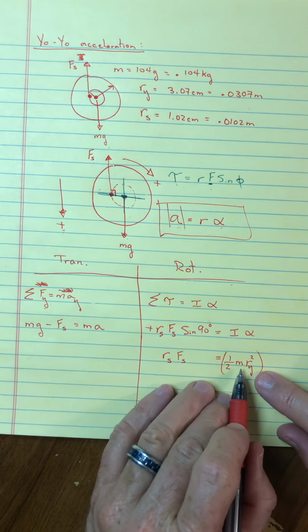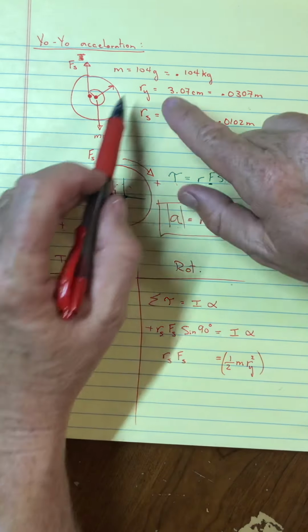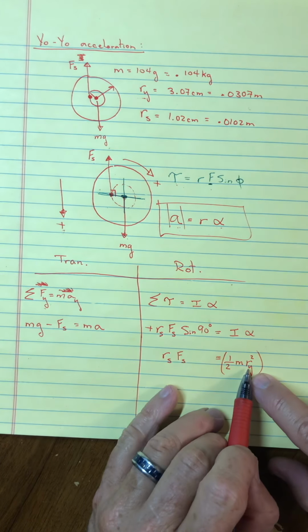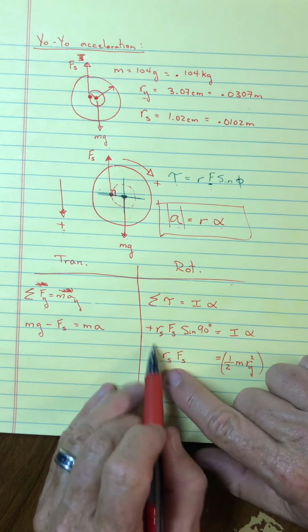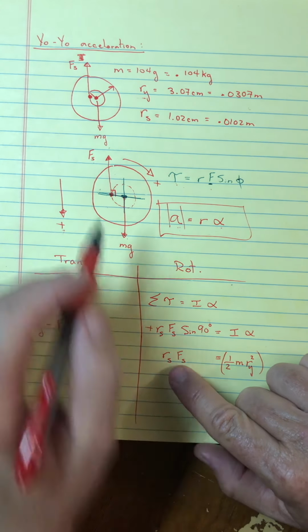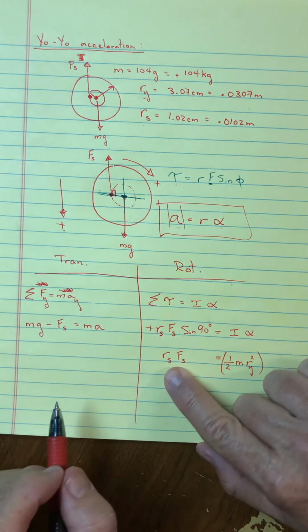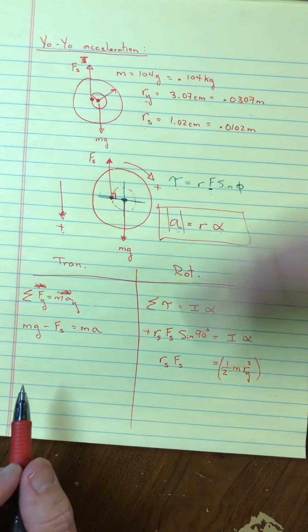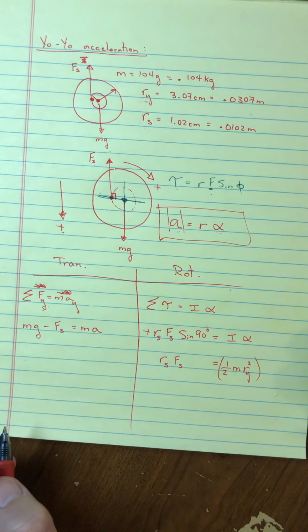This is the radius of the whole disk. So we need to come back here. Remember, the radius of the whole disk was r sub y. Whereas the torque radius is where the force is coming from, and that's the radius of the string. So those are not the same r, which is one of the reasons this can be a harder problem.